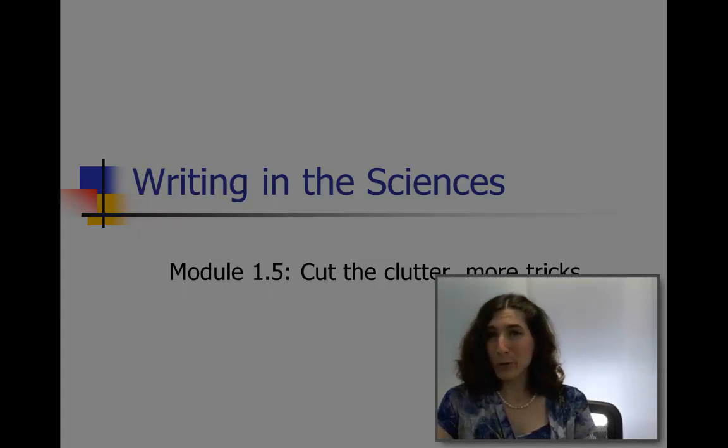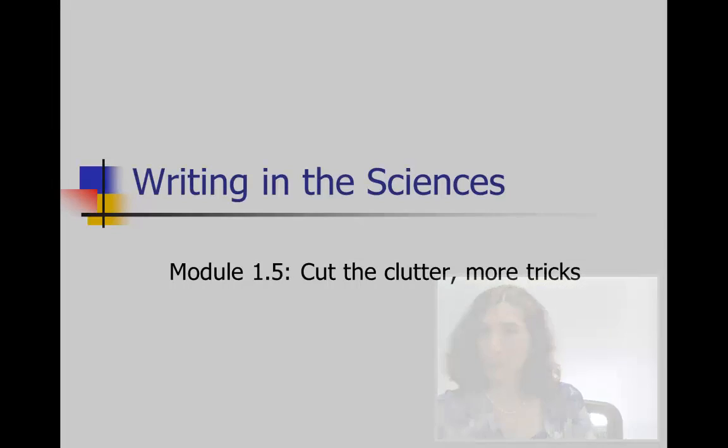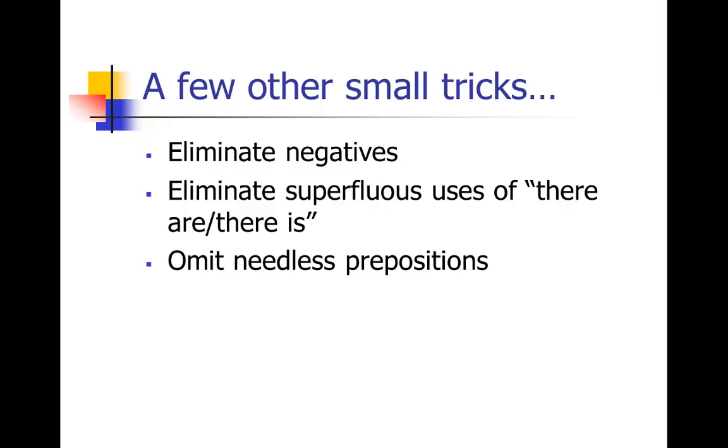So in this next module, I'm going to give you a few more little tricks for cutting clutter. These are kind of some small things, but good little tips. So the first thing is, you can almost always eliminate negatives from your sentences and turn your sentence into a positive construction instead. That can make a big difference. Again, it's a small thing, but it can make a fairly big difference.